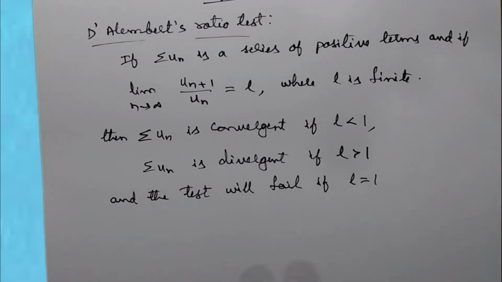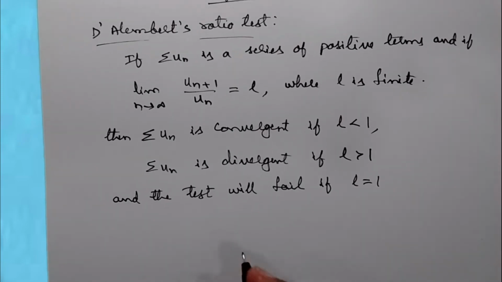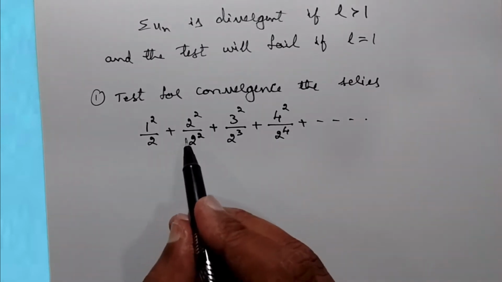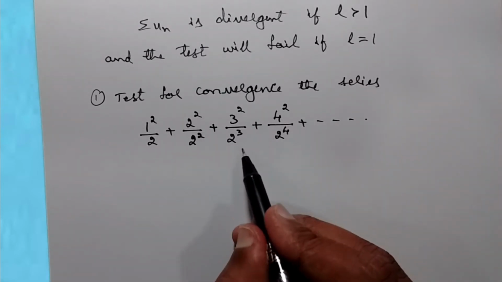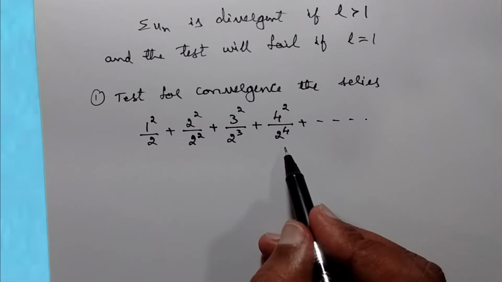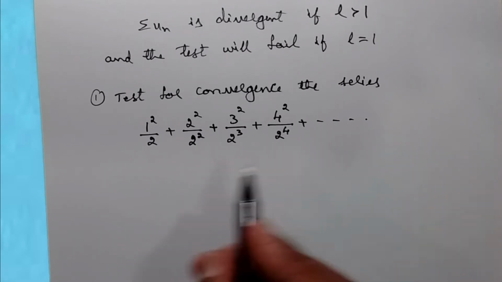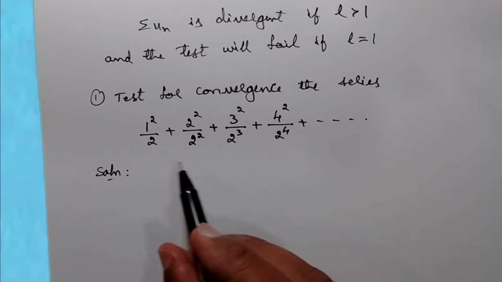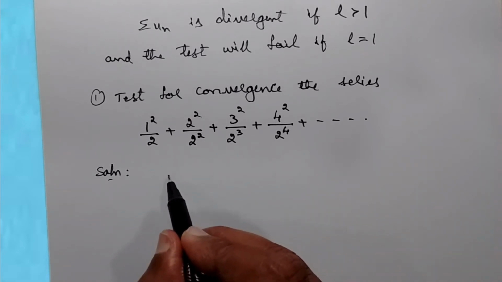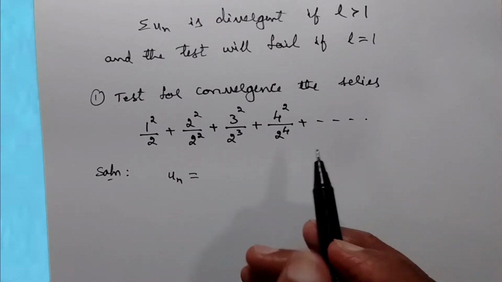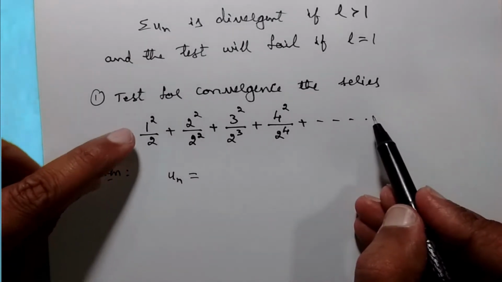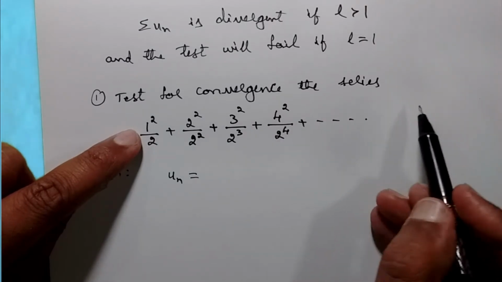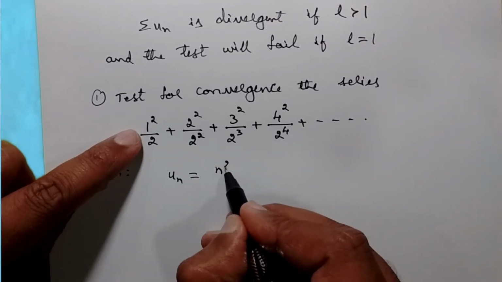Now let us take a few examples based on D'Alembert's ratio test. Test for convergence the series 1 square by 2 plus 2 square by 2 square plus 3 square by 2 cube plus 4 square by 2 power of 4 and so on. So we need to identify over here the general term un. So what is the possible un term that we'll be getting? Nth term. You can see it is 1 square, 2 square, 3 square, 4 square, 5 square, 6 square and so on. You'll be getting n square.